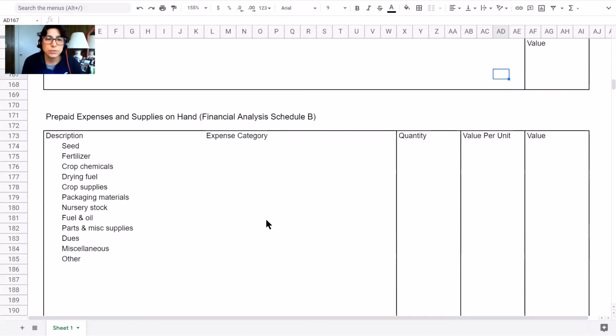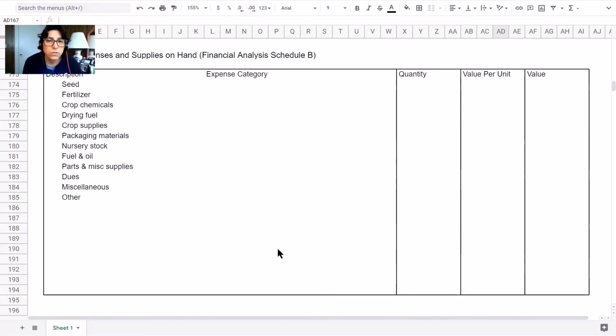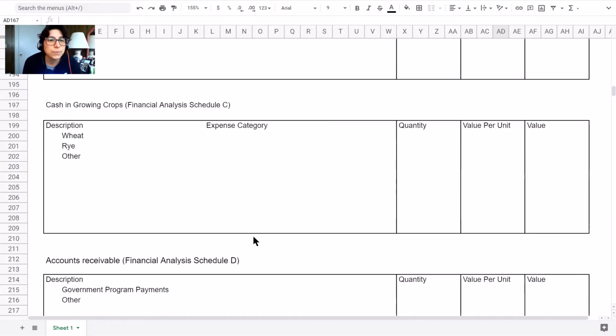On the second table, we are going to enter prepaid expenses and supplies, which should include items such as fertilizer, lime applied, seed, feed, and other inputs purchased for next year's production. All supplies on hand should be priced at their cost, at how much you paid for them. So that's what this table is.